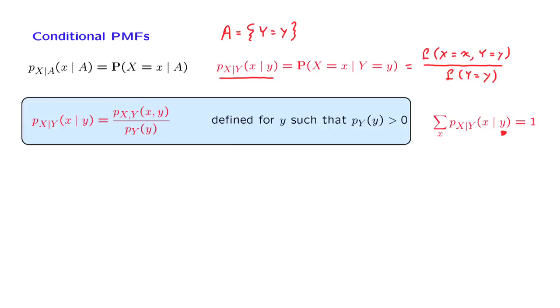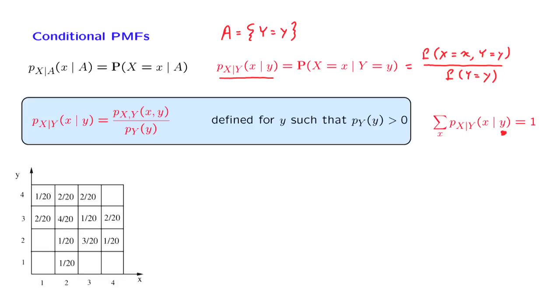Let us look at an example. Consider the joint PMF given in this table. Let us condition on the event that y is equal to 2, which corresponds to this row in the diagram. We need to know the value of the marginal at this point. So we start by calculating the probability of y at value 2. And this is found by adding the entries in this row of the table. And we find that this is 5/20.